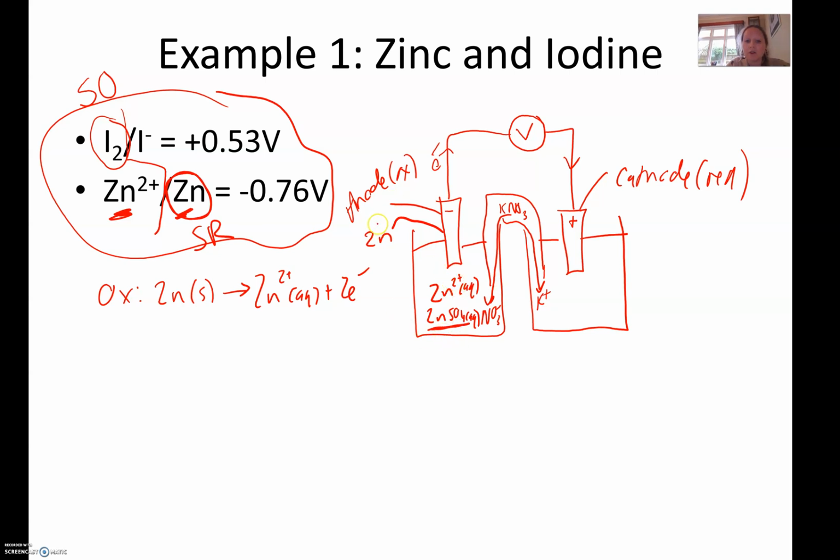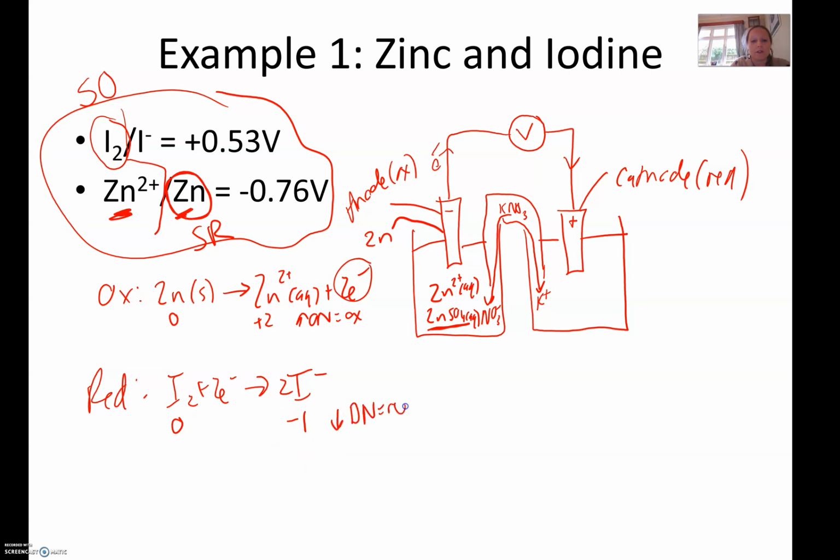We've got zinc ions, we've got zinc metal. Okay, this is the reaction that's happening. Oxidation number of 0 and plus 2. Increase in oxidation number equals oxidation. Loss of electrons equals oxidation. So let's now talk about reduction. So reduction, we're starting with I2 and we're producing I minus. Okay, there's going to be 2 of them. And so therefore to balance the charge, we add 2 electrons to the left-hand side. Electrons being gained is reduction. Oxidation number of 0, oxidation number of -1, a decrease in oxidation number equals reduction.